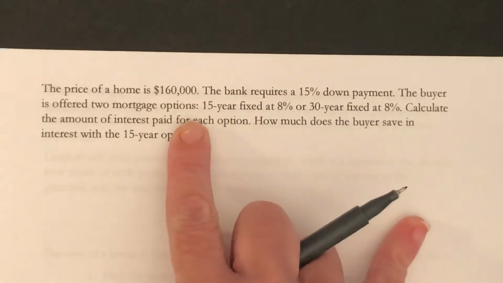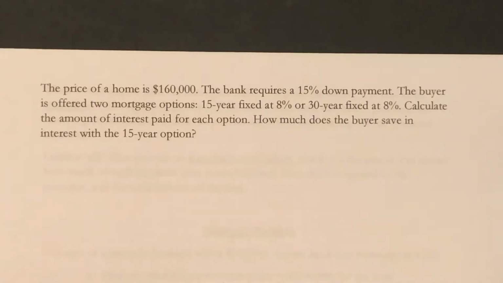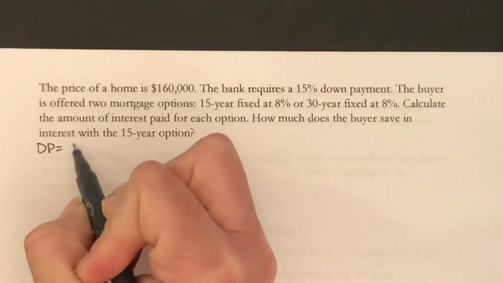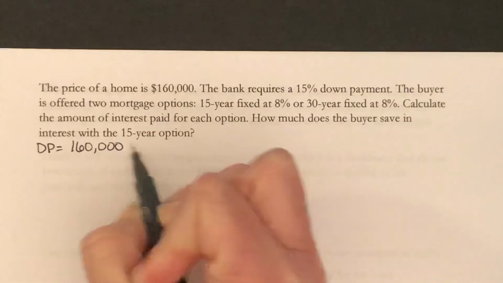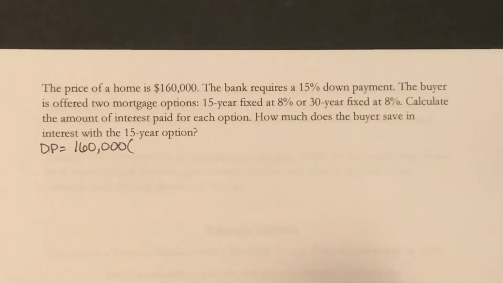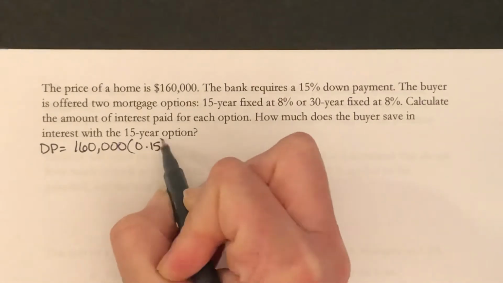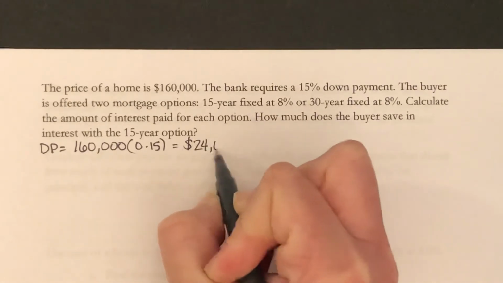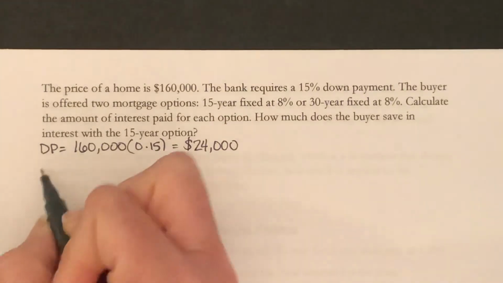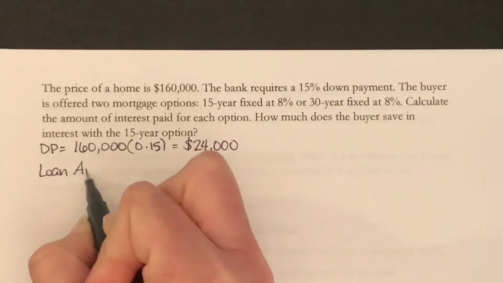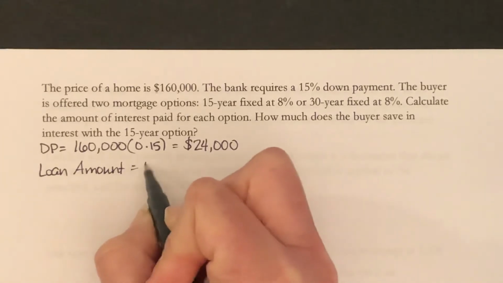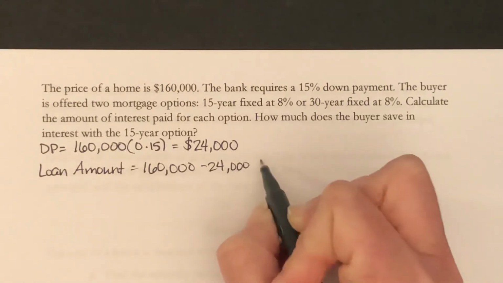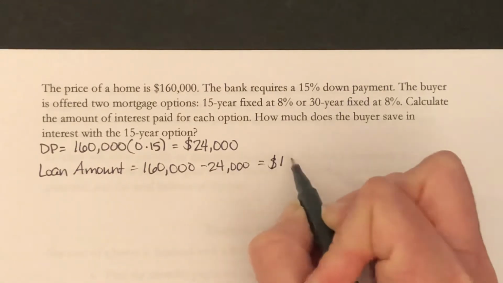Okay, so first we have to figure out how much we're going to finance. So we need to figure out the down payment. So the down payment will be $160,000 times 15% down payment, so 0.15, and that gives you $24,000. Okay, so the loan amount will be $160,000 minus $24,000. So you're financing $136,000.